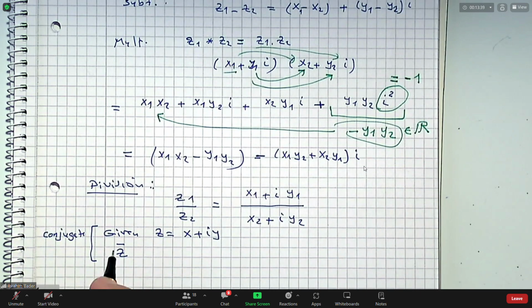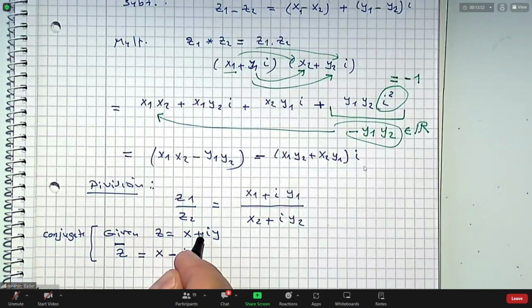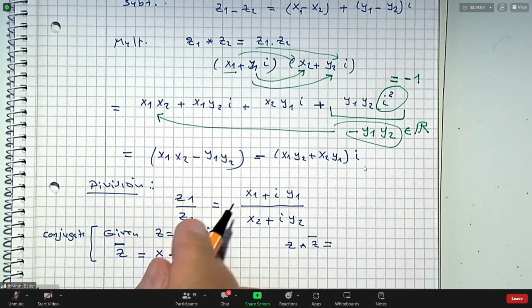For the conjugate of a complex number, we just use a bar on top of the number. And this is nothing else than just negating the sign of the imaginary part. So if I have positive, it becomes negative and vice versa. This is what we call the conjugate of a complex number. And this conjugate has the feature that if I multiply a complex number with its conjugate, the middle term will cancel out.